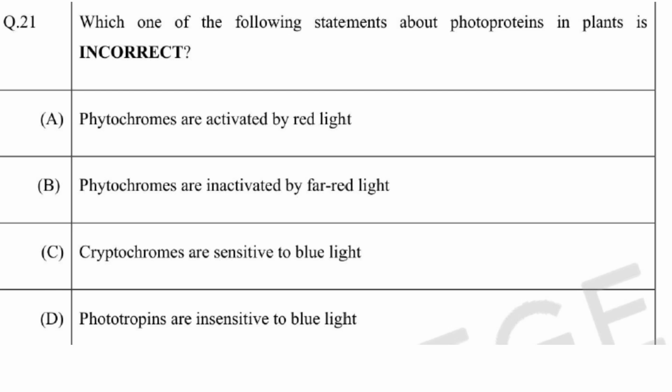Then next one. Which of the following statements about photoreceptors in plants is incorrect? Phytochromes are activated by red light. Yes, that's correct. Phytochromes are inactivated by far red light. Again correct. Cryptochromes are sensitive to blue light. Yes. Phototropins are insensitive to blue light. They are sensitive to blue light. So they have asked for the incorrect statement, so D is the answer.